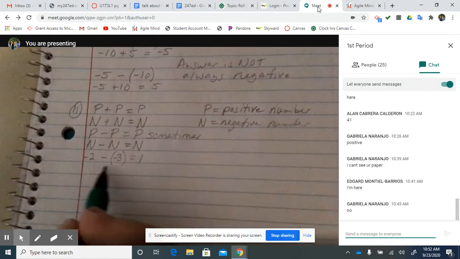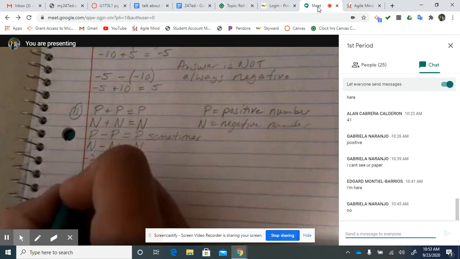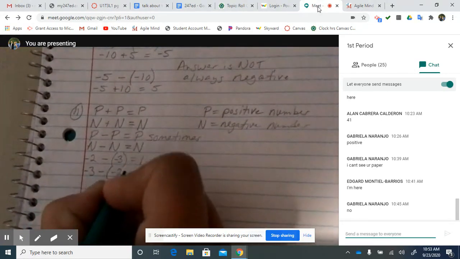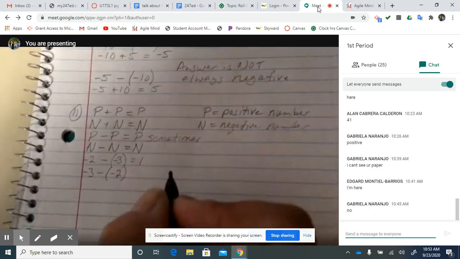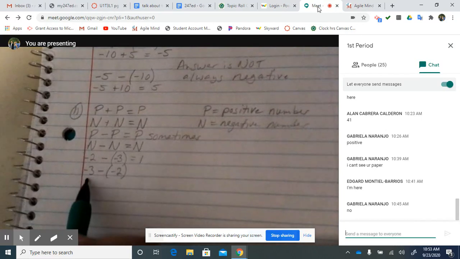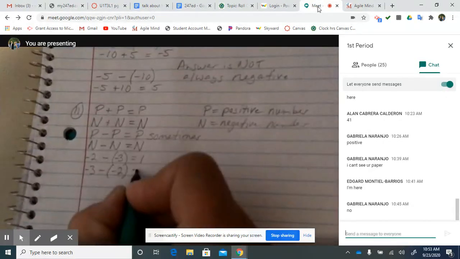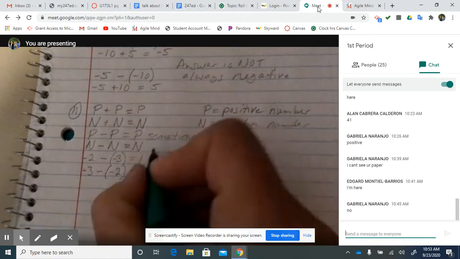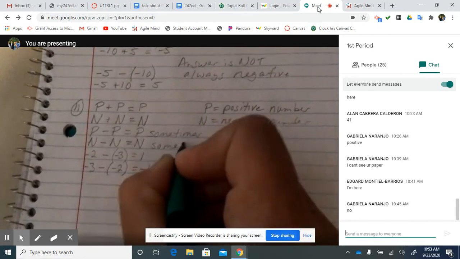But if we switch these around, negative 3 minus negative 2. This time we're adding 2. So negative 3 plus 2 will give us a negative 1. So this one is also going to be a sometimes.